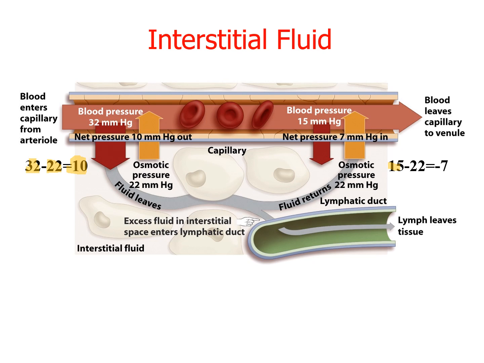And here, hydrostatic pressure is lower, 15. They've used the same osmotic potential, minus 22, and you have minus 7. The key thing is that 10 is greater than minus 7, so net overall there is more fluid going out than fluid coming back in at the venous end. And here it also shows that the fluid that doesn't return ends up going into the lymphatic vessels.